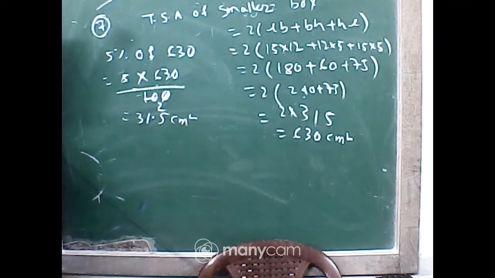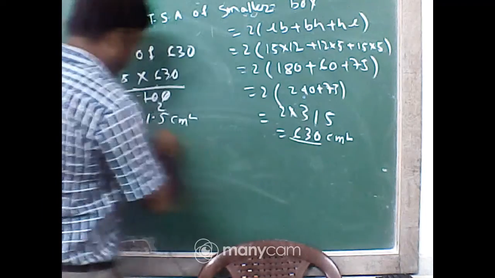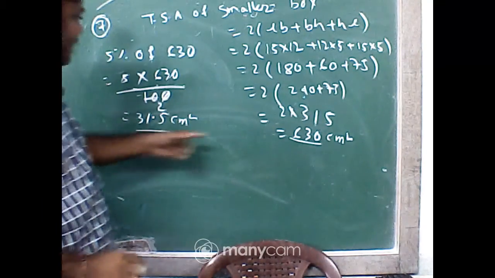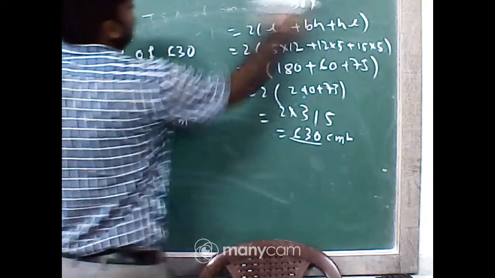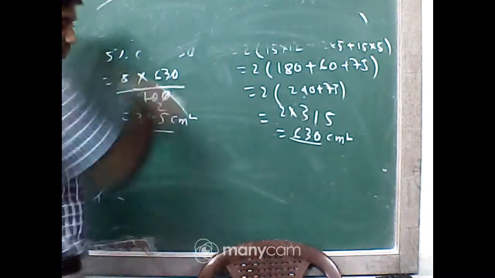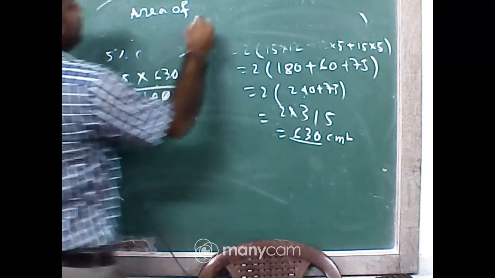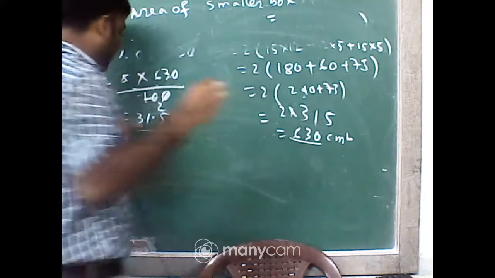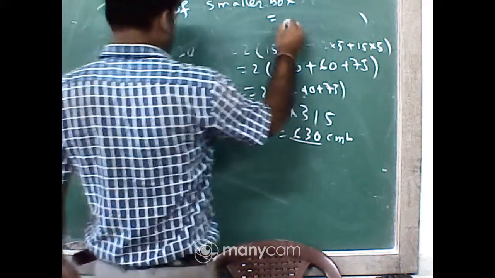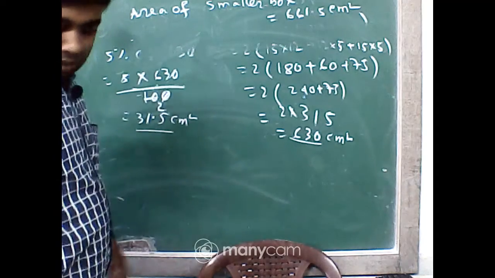Now tell me, what is the total surface area for the smaller box? Total surface area for the smaller box equals 630 plus 31.5 centimeter square. So it will be 661.5 centimeter square. Okay. So the area of the smaller box is 31.5 plus 630, that is 661.5 centimeter square.